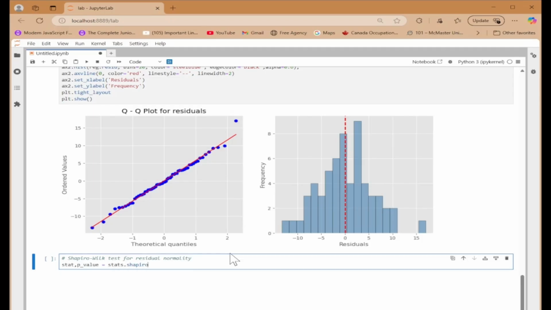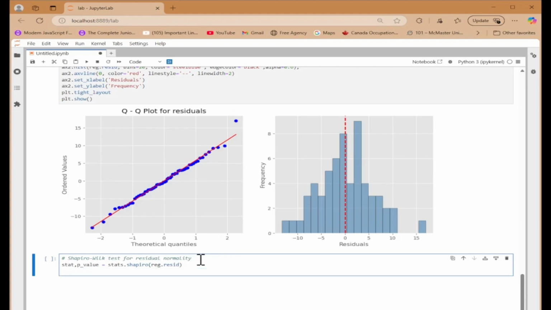So what is that? reg.resid, residuals. Okay, now let's print it. Print, let me put the f-string with \n for the new line. Shapiro-Wilk test stat.